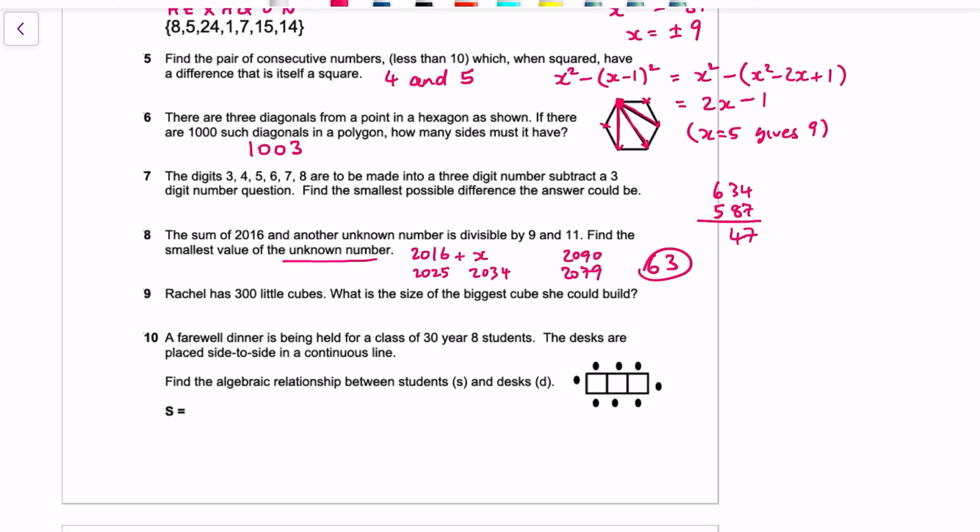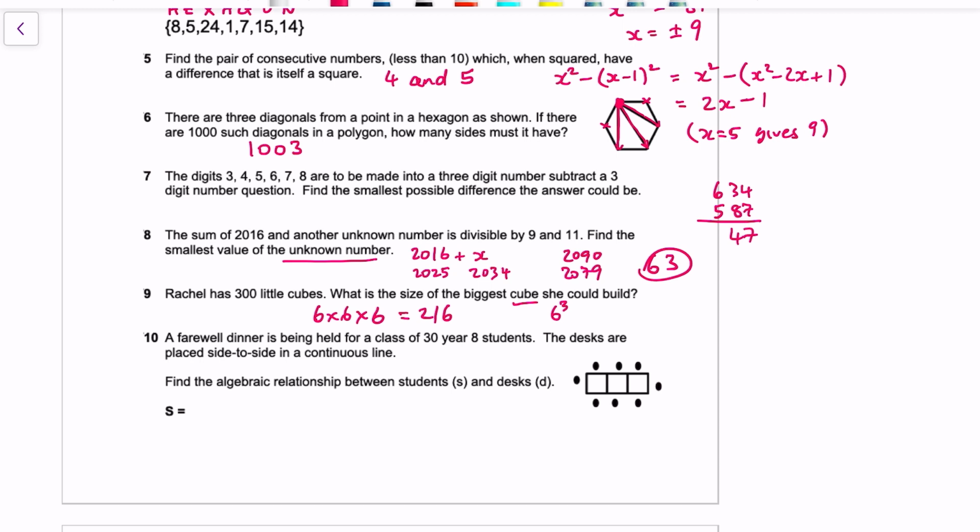Rachel has 300 little cubes. What is the size of the biggest cube she could build? Okay, so if it's a cube that she's building, it needs to be the same in every direction. So if we take 6 cubes each way, 6 times 6 times 6 equals 216, so that's possible to be made. The volume of a 6 by 6 by 6 cube is 216, but 7 times 7 times 7 exceeds that. So the biggest cube she could make is a 6 cubed cube, 6 in every direction.